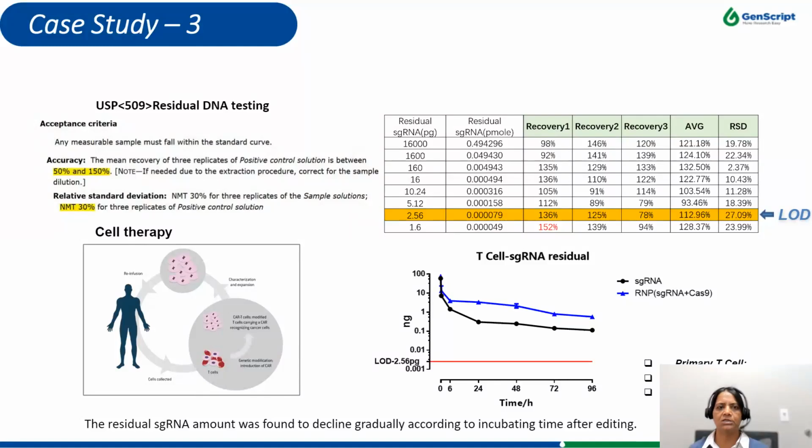And this shows that Cas protein can stabilize sgRNA more effectively, leaving more residual sgRNA compared to the pure sgRNA in the cell system. And this analytical method allows us to determine residual sgRNA level, which can be crucial for safety evaluation in the clinical trial. And the pharmacopoeia required the extraction accuracy within the range of 50 to 150%, and relative standard deviation is less than 30%. In our test, we comfortably meet both the criteria, and we can detect the sgRNA at level as low as 2.5 picogram.